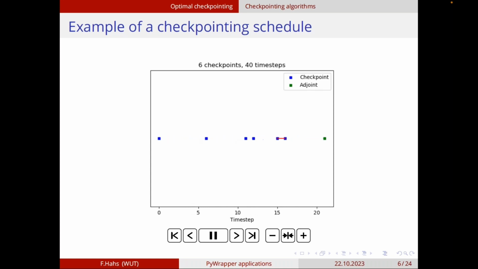Okay, so the question was, did I have any need for checkpointing? And the answer is no. In some ways you could call this a gateway drug to other PyWrapper applications. This is how I started: the first thing I did with the PyWrapper was this.